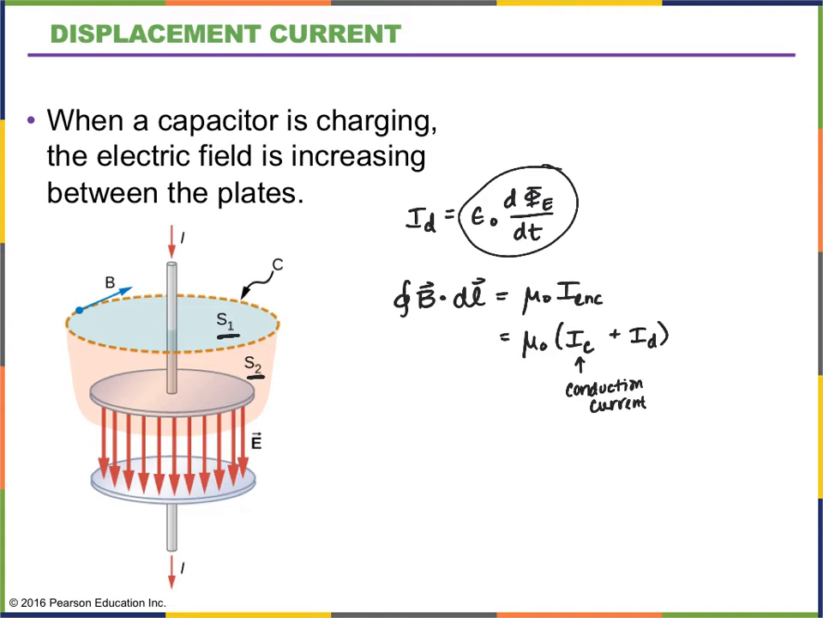And it also allows for me to not have a discontinuity when I look at coming up to the plates, going between the plates, and then coming away from the plate as well. I would always have a current the whole way through that path. And so in the end, how we modify Ampere's law is that it'll be written as mu naught times I plus mu naught epsilon naught d phi E dt.